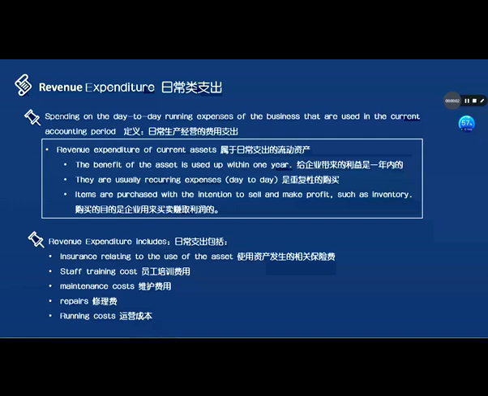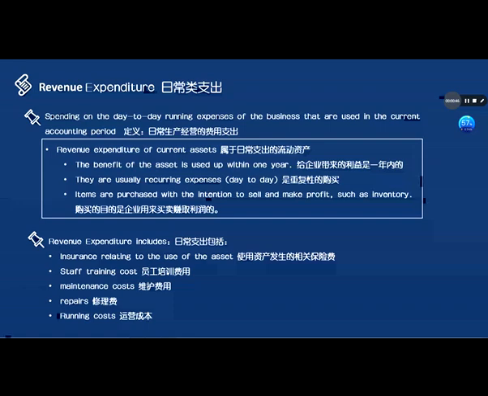Then let's have a look at the revenue expenditure. The definition of revenue expenditure is spending on the day-to-day running expenses of the business that are used in the current accounting period. To understand the definition, we need to know the features of revenue expenditures. As we know, when a business is running, there are many current assets that need to be bought as well. For example, we use the office stationery like paper, ink, pens, all this we call current asset because they have the following features.